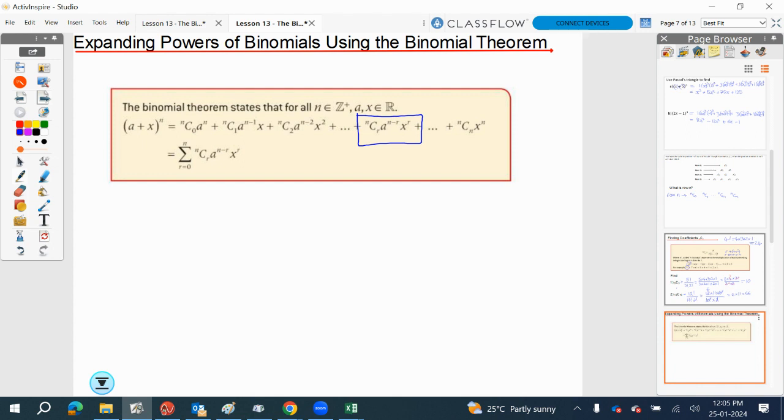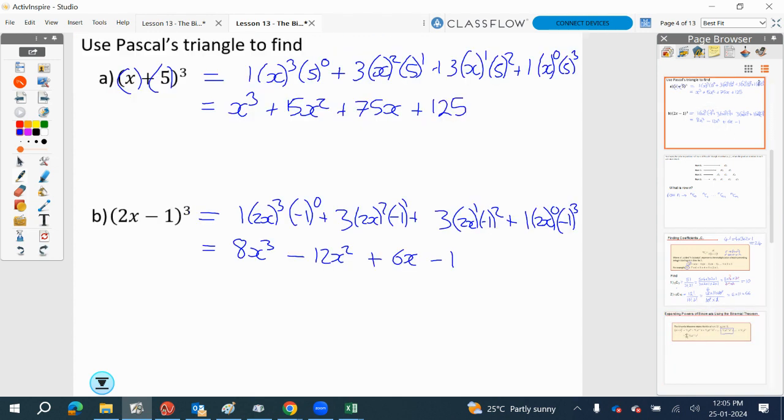So our first one is nC0, a to the n. If you go back to some of our expansions, the first term here is 1 times a to the 3. So this is a to the n.